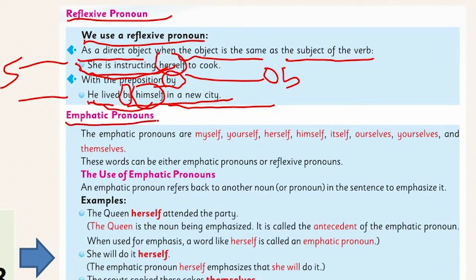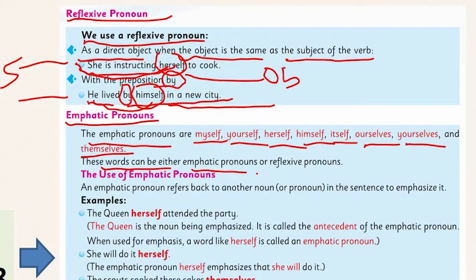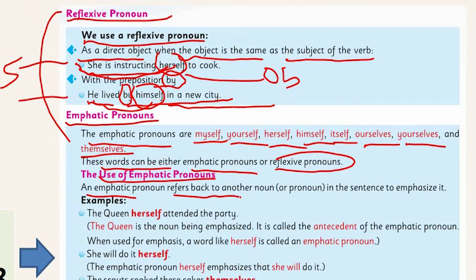The emphatic pronouns are myself, yourself, herself, himself, itself, ourselves, yourselves and themselves. These words can be either emphatic pronouns or reflexive pronouns. These are the same, emphatic and reflexive. Emphatic pronouns refer back to another noun or pronoun in the sentence to emphasize it. The example: The queen herself attended the party. The queen is the subject here, and she herself attended the party.